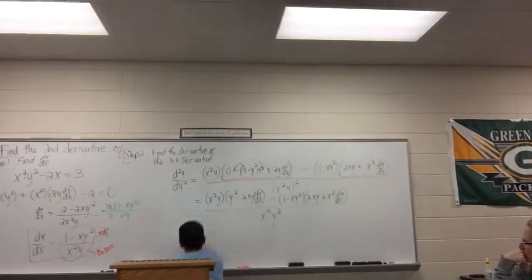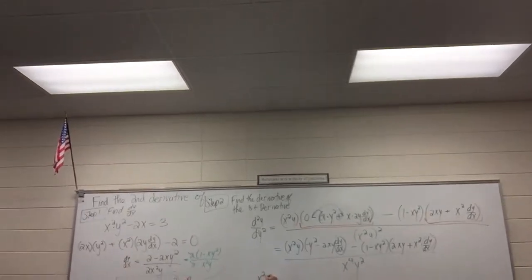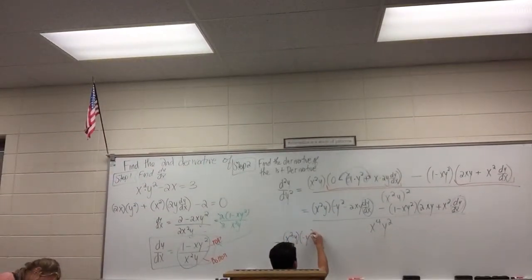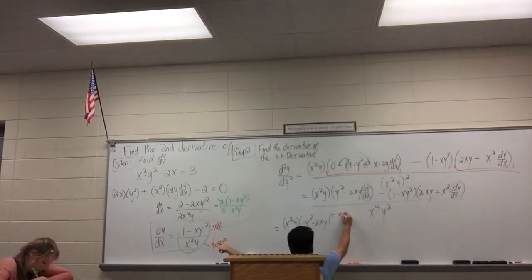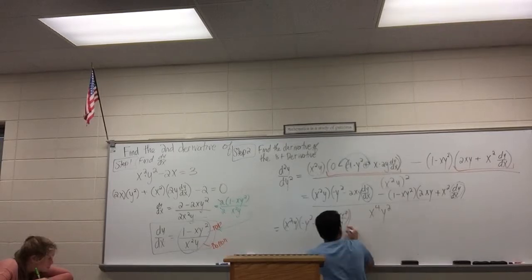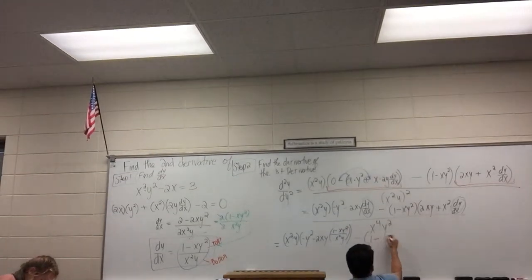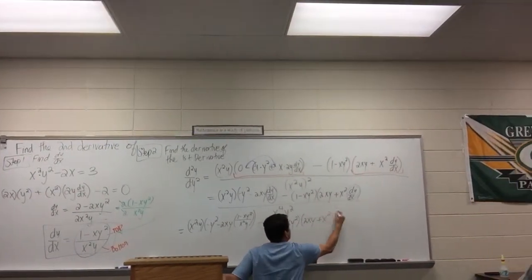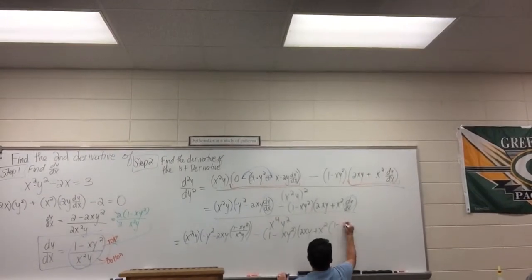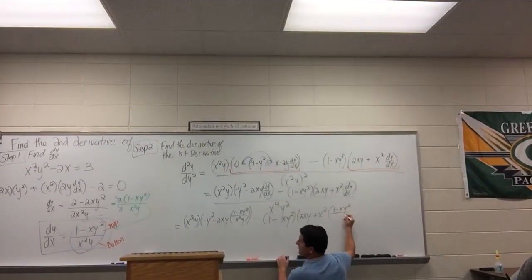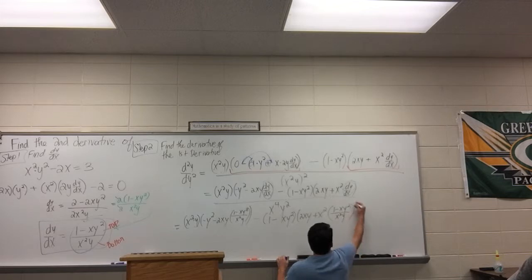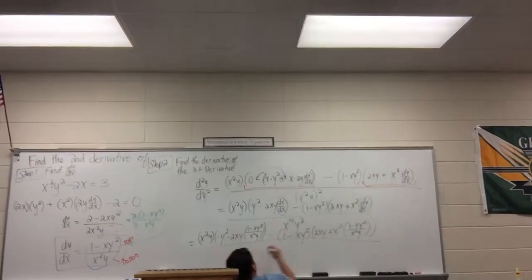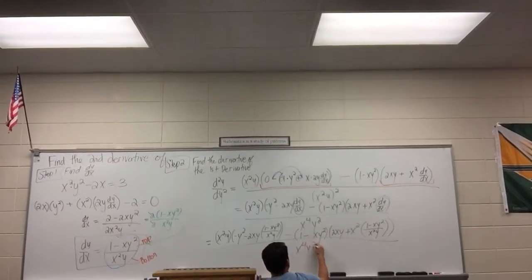Okay, here we go. Real quick. X squared y times negative y squared minus 2xy times 1 minus xy squared over x squared y, parentheses, minus 1 minus xy squared times 2xy plus x squared times, parentheses, 1 minus xy squared over x squared y, parentheses, all over x to the fourth y squared.